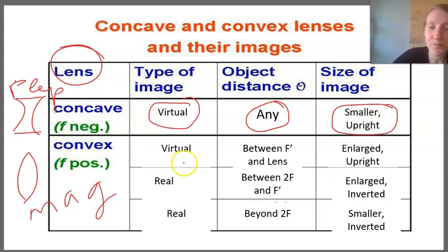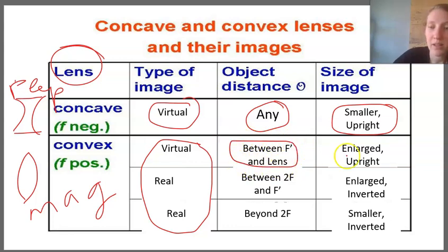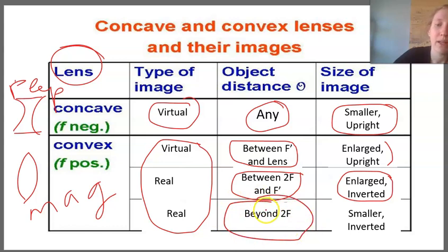But convex can do both. They can do virtual and real. If the object is between F and the lens, then you're going to have an enlarged, upright image. If it is between 2F and F prime, where 2F is just two lengths away from the focal point, then it is going to be enlarged and inverted in a real image. And again, if it's even farther away, really, really far away, it'll be smaller and inverted.